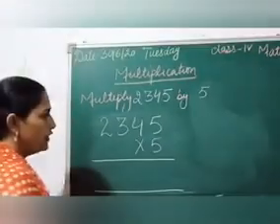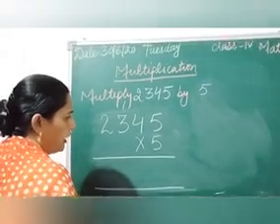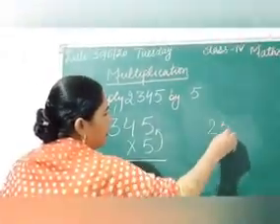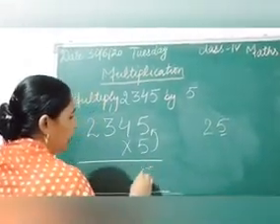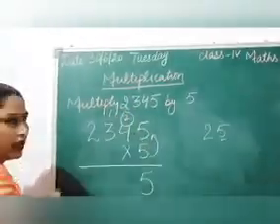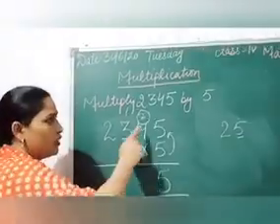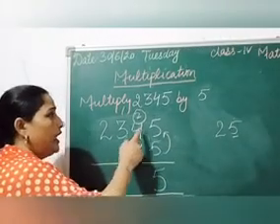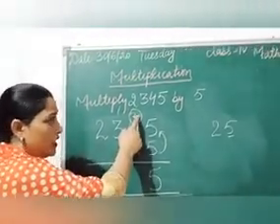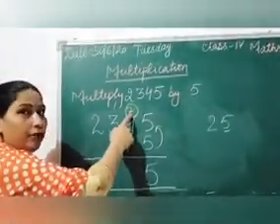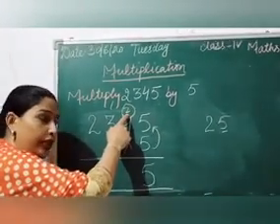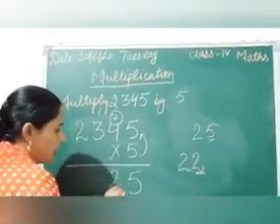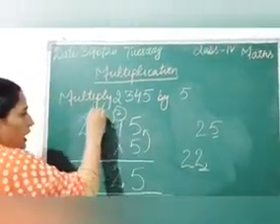Here firstly 5 5s are 25. These both will be multiplied. From 25 we will write only 5 and 2 will be carried over. Now 5 4s are 20 and this 2 will be added to that. 5 4s are 20 plus 2 it will become 22. From 22 we will write only the ones place digit, that is 2, and this digit will be carried to the next.